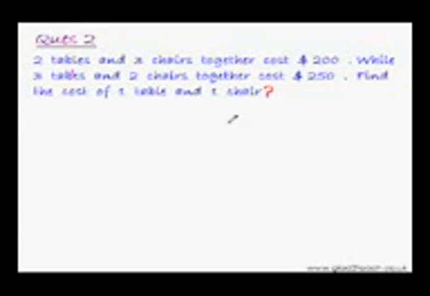So now let me do it. Like always, let the cost of one table be x and one chair be y. Rather, we can use the alphabets T and C in place of x and y. So let the cost of one table be T and cost of one chair be C. So two tables and three chairs together cost $200. So our first equation would be 2T plus 3C equal to 200. And similarly, the second equation would be 3T plus 2C equal to 250.